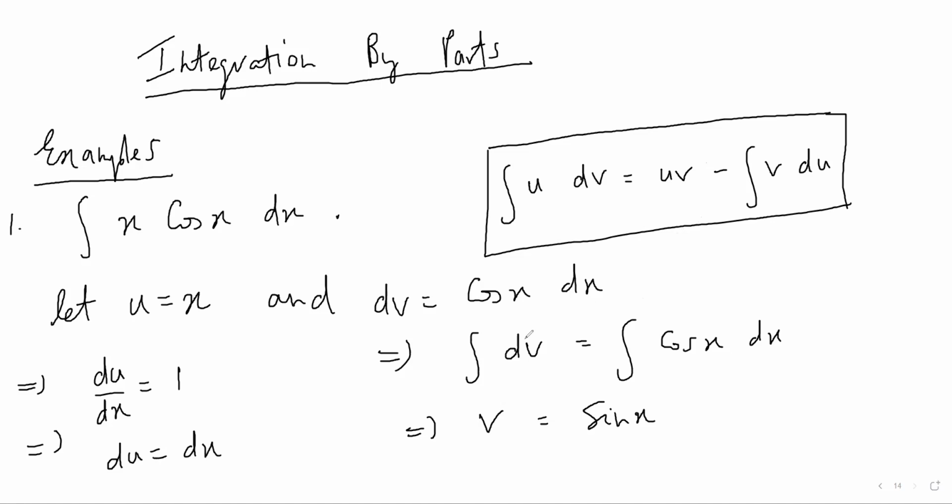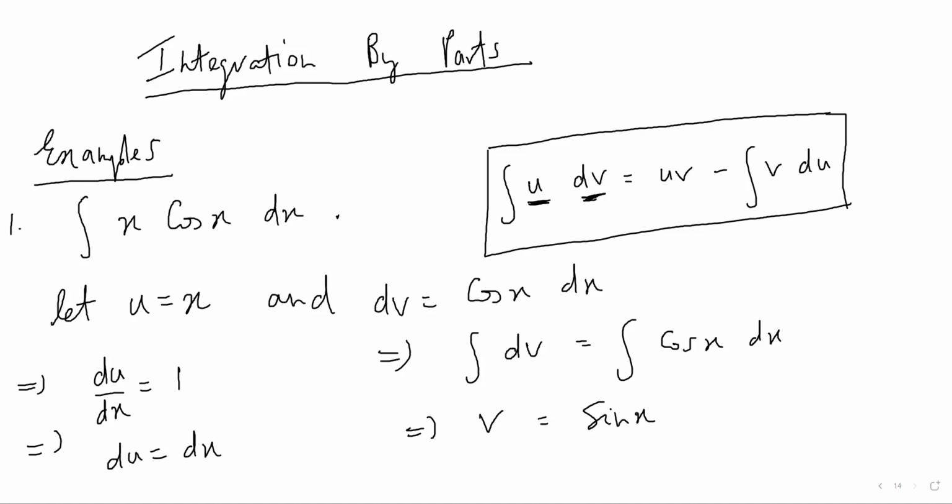How do you use this formula? You assign u to one of these functions in the integral, and then you assign dv to what's remaining in the integral, because the integral contains x cos x dx. So you assign u to one of these functions, and then you assign dv to what's remaining in the integral after that.